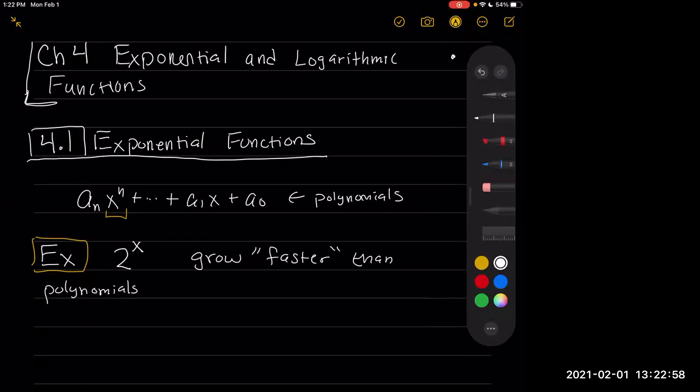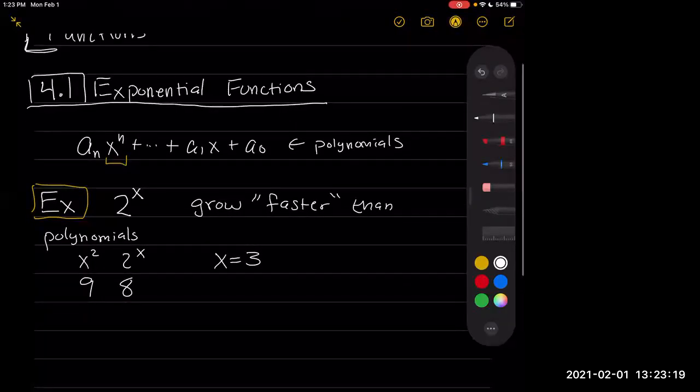So for example, if we have x squared and 2 to the x and we plug in x equals 3, we will get 3 squared is 9, and then, oh wait, this is a silly example because 2 to the third is 8, but then if we were to plug in x equals 5, we would get x squared is 25, and 2 to the fifth is 32. And if you keep going like that, you will see that the 2 to the x will just keep getting bigger and bigger and bigger, where the x squared, it's still growing, but just not quite as quickly as 2 to the x. It will never catch back up to 2 to the x.